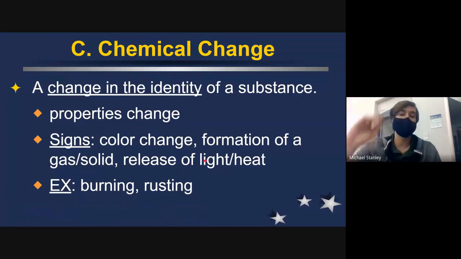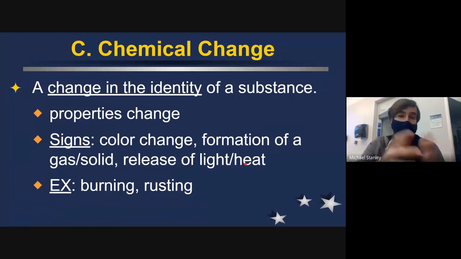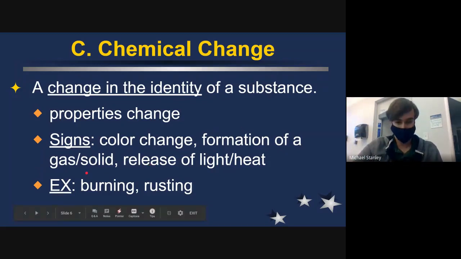There's a little bit of smoke that's coming up off the top, so some gas is being created. And then at the end of it, if you let that match burn all the way down, it turns into this little black pile of ashes. So the solid wood match has now changed into smoke that went up into the air and ashes that are now sitting in front of you. So it went from a match into something different, something new. The identity of the match changed.